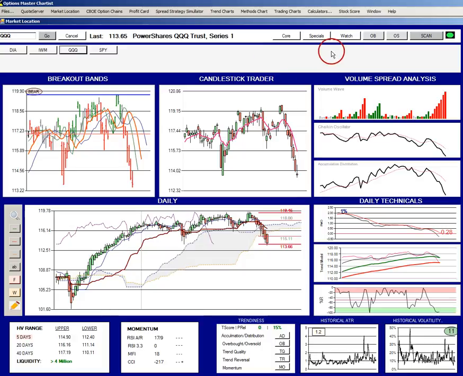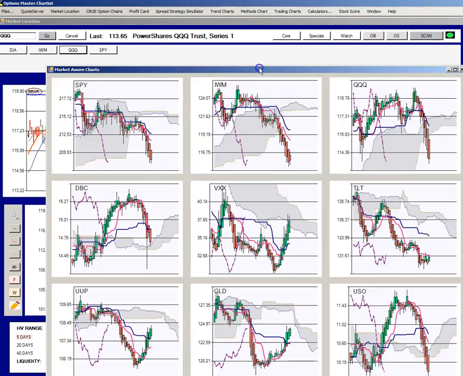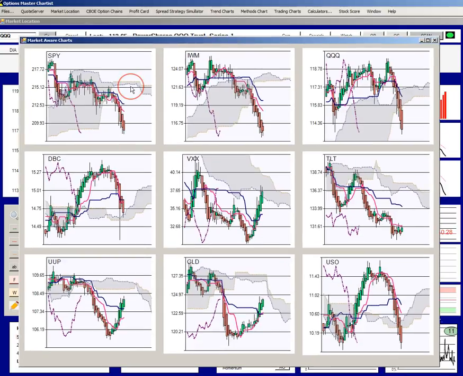But the things I wanted to show you that are new, that we just put in to increase your market awareness, are a few chart groupings. And the one grouping that we call Market Aware shows the same symbols each time, but there's the SPY, the Russell 2000, and the QQQs. We have commodities, volatility, bonds, the dollar, gold, the gold ETF, and U.S. oil, the oil ETF. And these will update during the day if you wanted to see it.